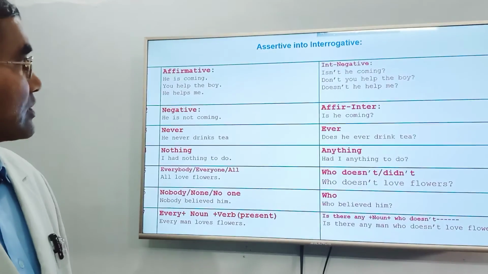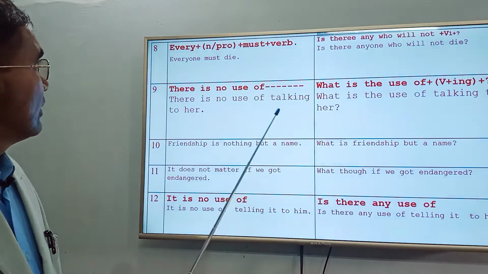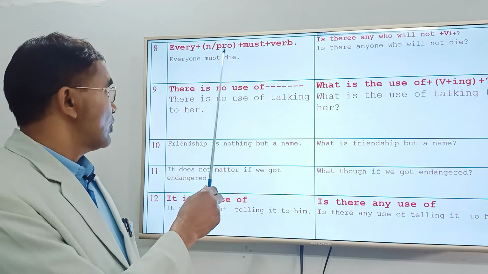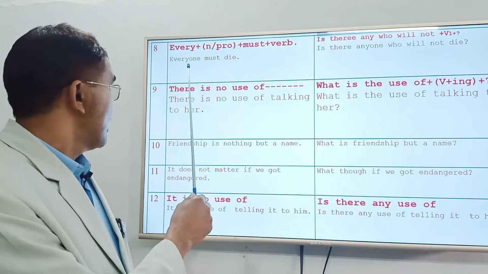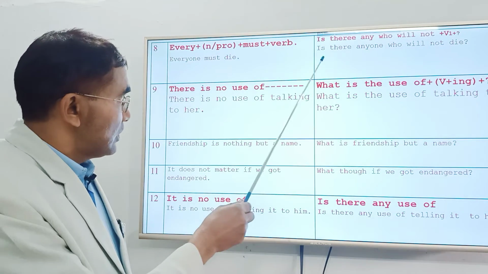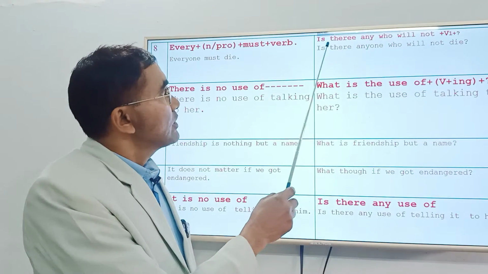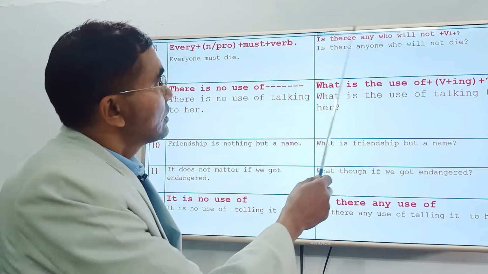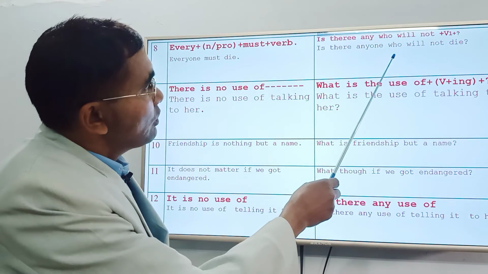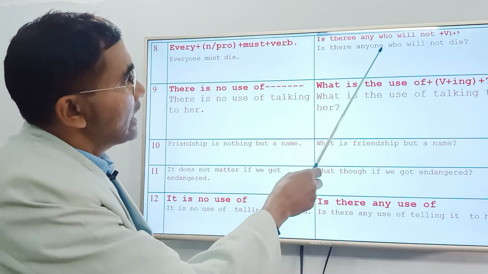Okay, next. Every plus noun or pronoun plus must plus verb. Everyone must die. So the interrogative sentence will be started with is there any who will not. So is there anyone who will not die? Everyone must die. Is there anyone who will not die?